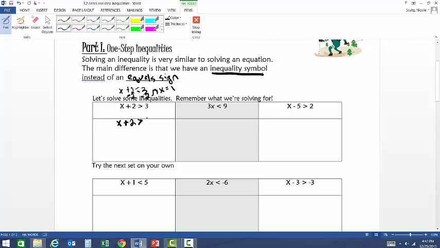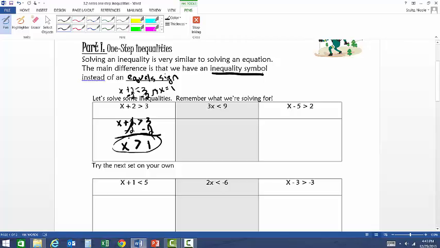I have the same objective. I want to get my variable all by itself. I want to know what things work for plugging in for the variable. So we're going to subtract 2 from both sides, just like we did before. I'm left with x and 1, and I just bring down my symbol.